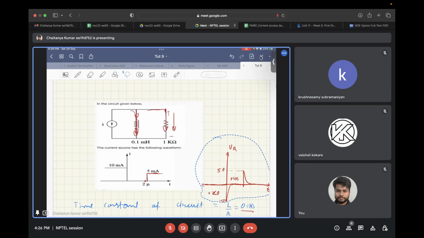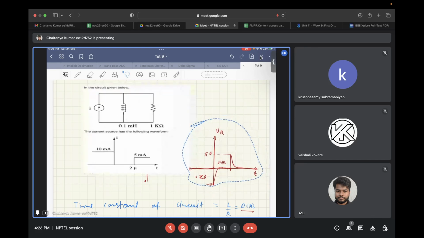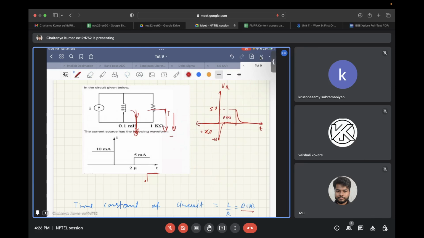Now again, using all the arguments that we have discussed till now, we can also plot the waveform of the current through this inductor. So let's see that also. Now the current through this inductor.